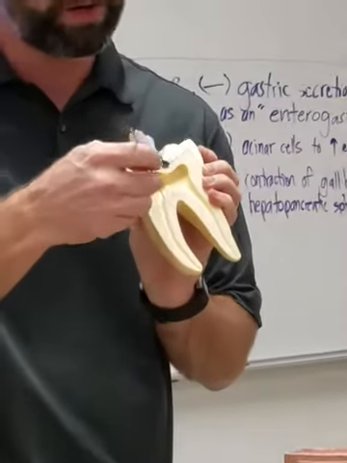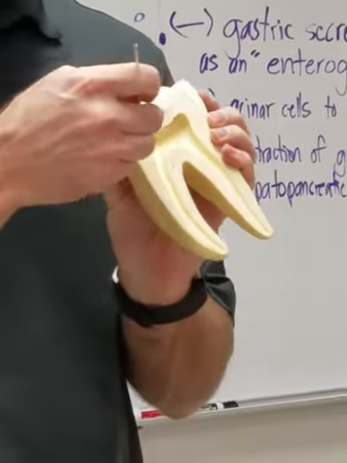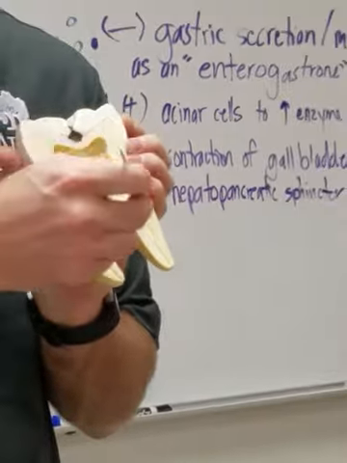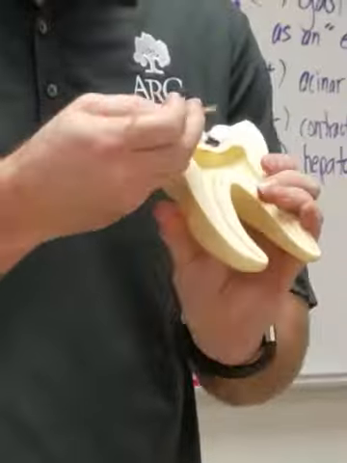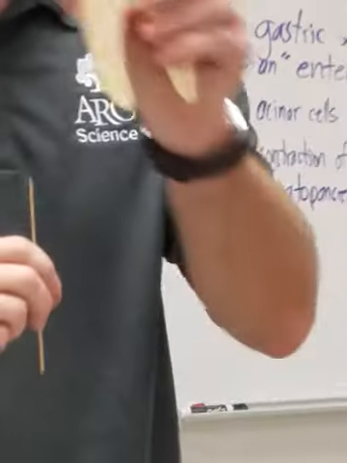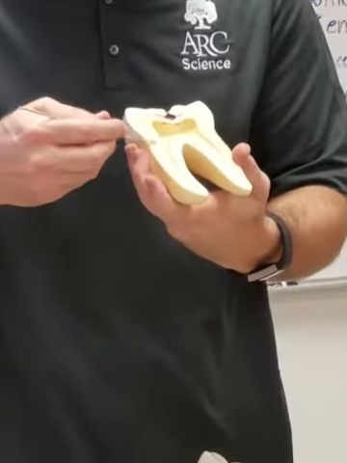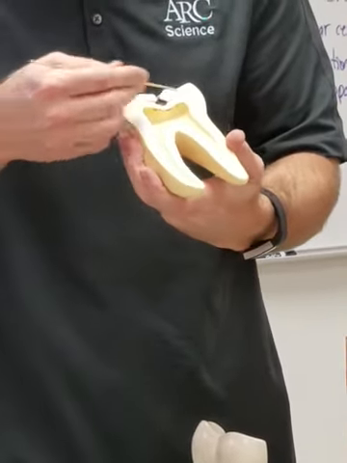This space here. The space here. Right? All the white. The black. Cavity. Dental carie. These little tubules. Dentin.